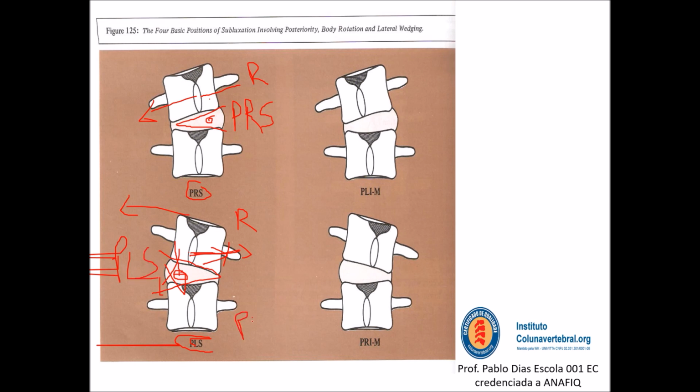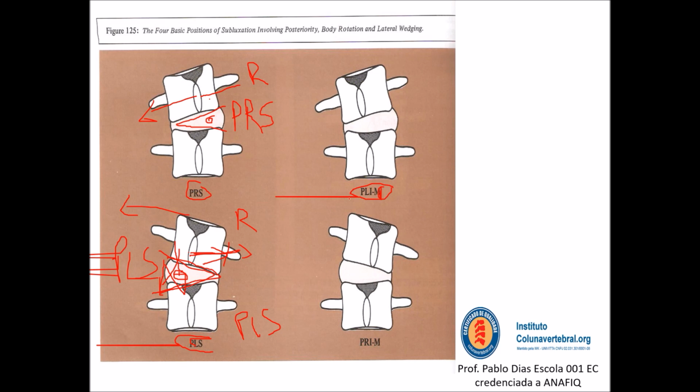It's a PLS because the spinal process is fixed on the left, and they have a difficulty to go to the right. It is fixed on the left, and on the same side there is an open wedge, and this is called PLS. And here we have something different. We have a PLI pattern. Dash M we explain after. It's not so important here.